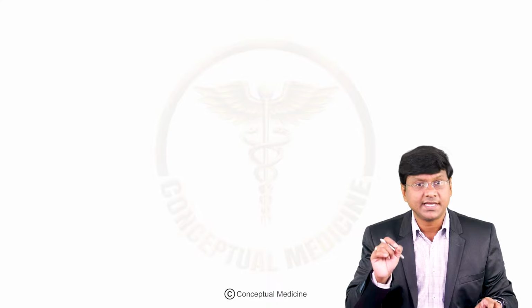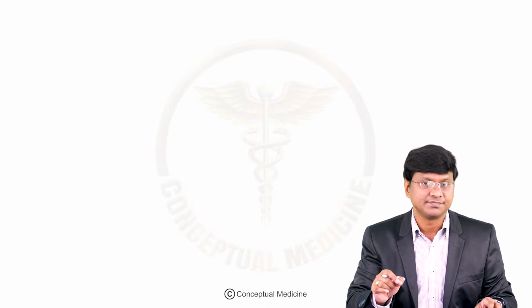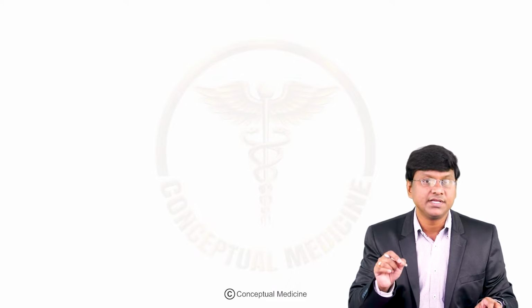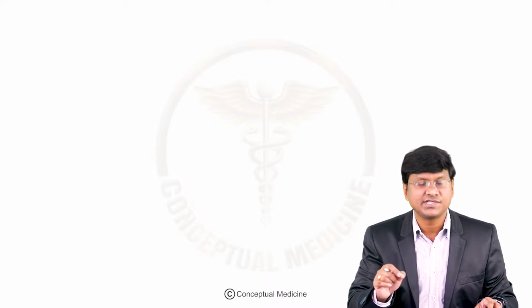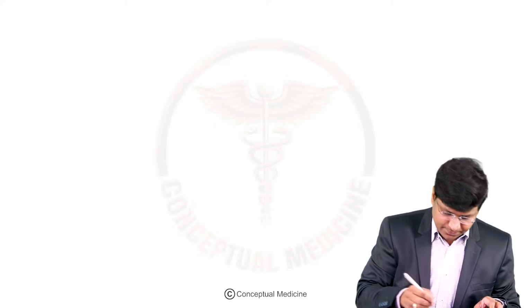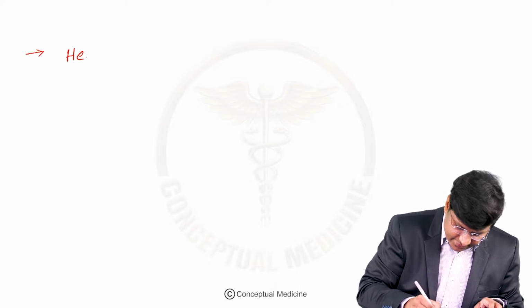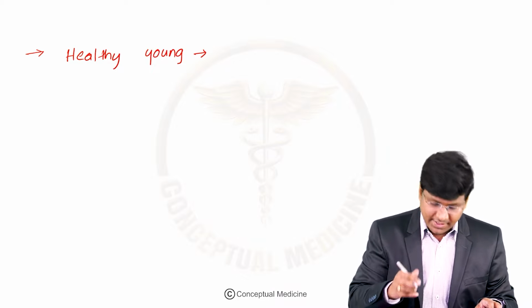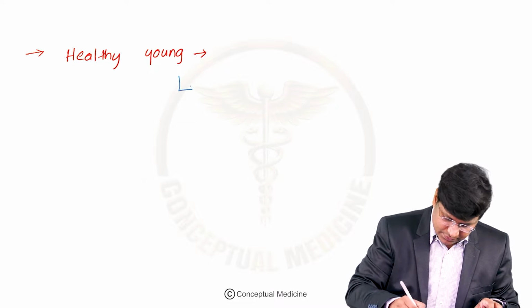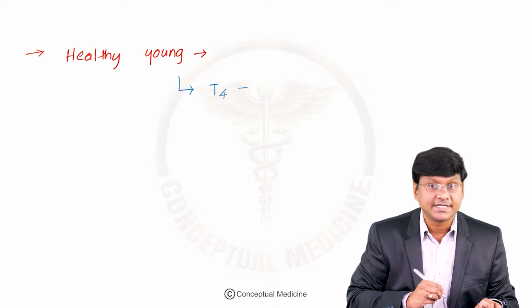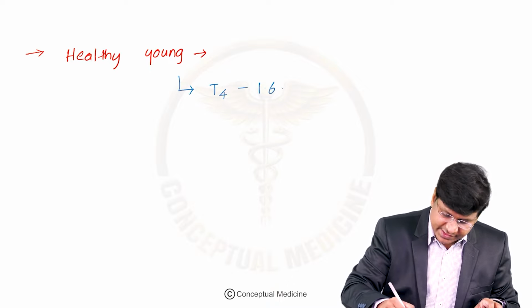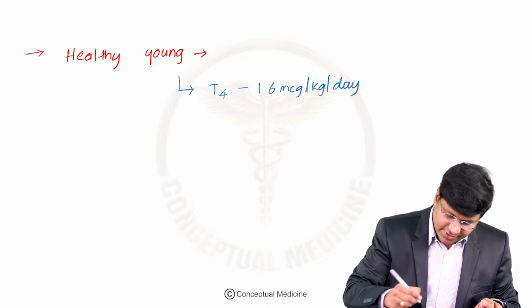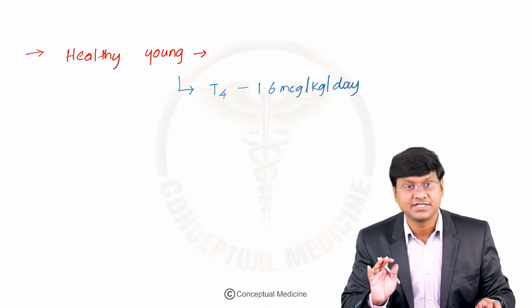So take otherwise healthy young and middle-aged adults with hypothyroidism. They may be treated initially with levothyroxine in average doses of about 1.6 micrograms per kg per day. So in a healthy young individual, where you don't have any cardiac abnormality, the levothyroxine, which is your T4, has to be started at a dosage of 1.6 micrograms per kg per day. That is the dosage in a healthy middle-aged adult.